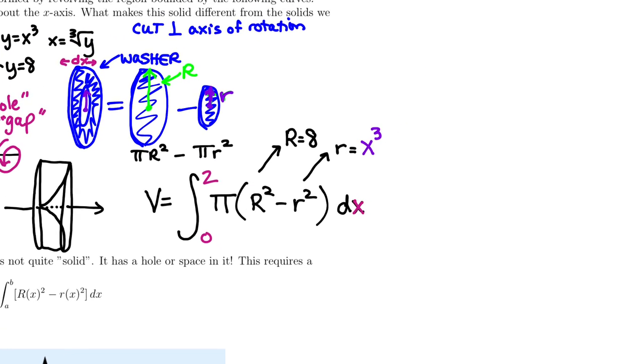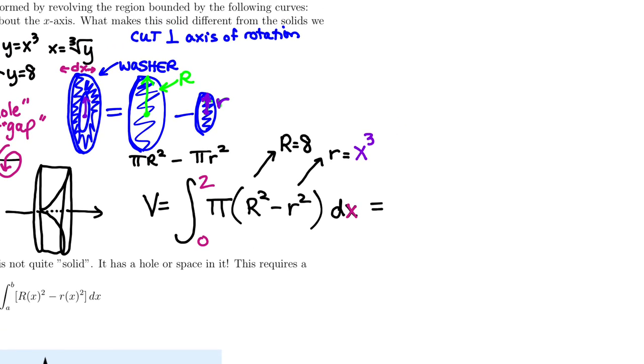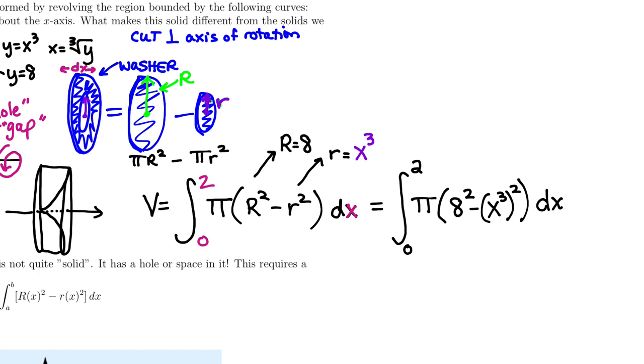And so when you put that integral all together, the volume is simply going to be, along the x-axis from 0 to 2, pi times that outer function, which is 8 squared, minus that inner function, which is x cubed squared, dx. That is the integral that we could use to set up to get our volume for that solid. And we'll work that out.